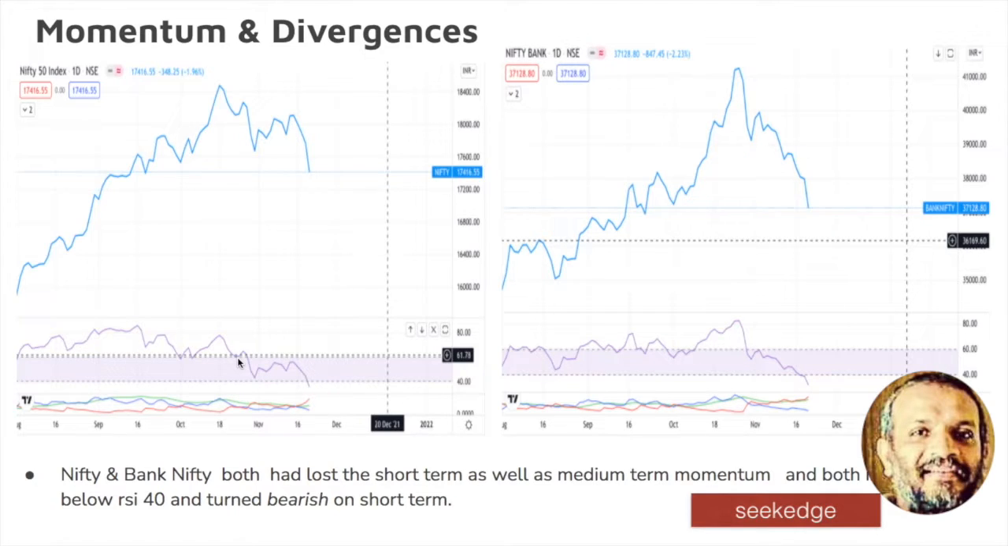Momentum, and there is no divergences. Daily momentum, you can see that it has slipped to the bearish on Nifty, bearish on the Bank Nifty. So momentum is lost, and it is below 40 RSI, which means clear bearishness on the momentum. Price and momentum both are negative.